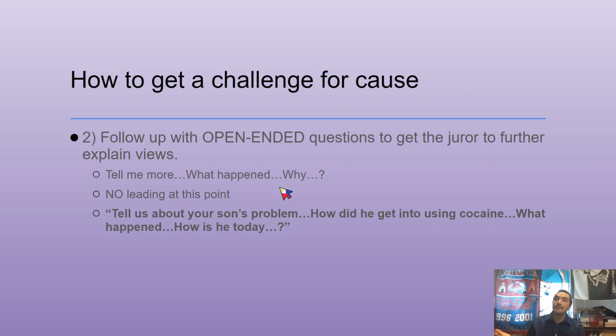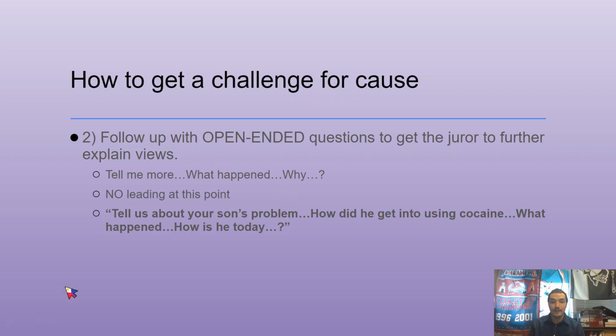Then you're going to want them to continue to talk, right? The more that they talk, the more they kick themselves off the jury. So you say, tell me more about that. What was your son's problem? Well, he was addicted to cocaine. How did he get addicted to using cocaine? Well, he was meeting up with some friends. How long did he use cocaine? How is he today? All of these questions are open-ended so that the person can really explain the depth of their impairment.